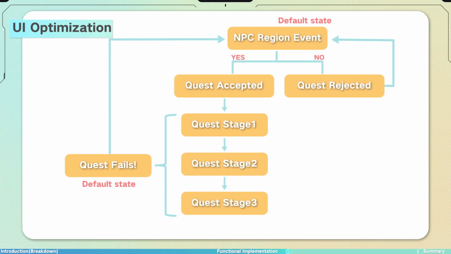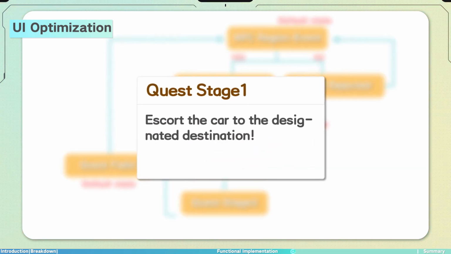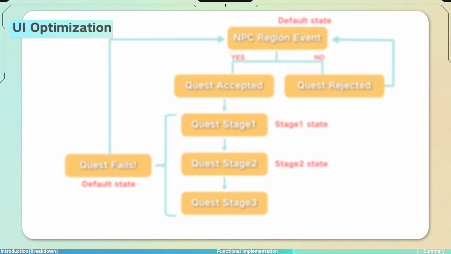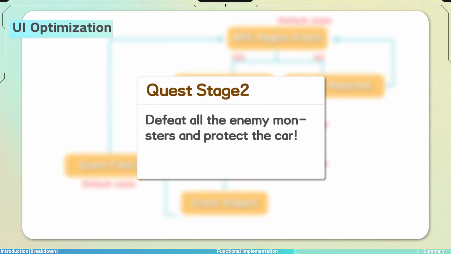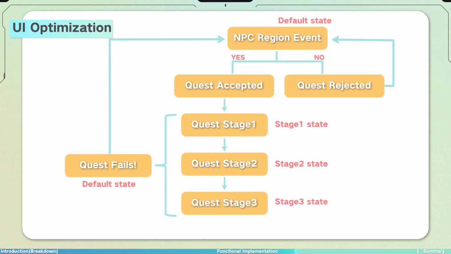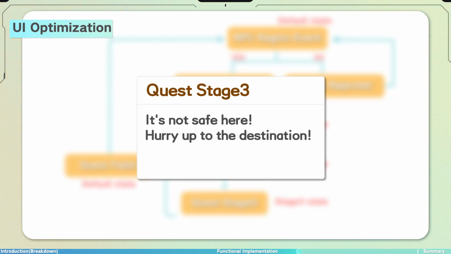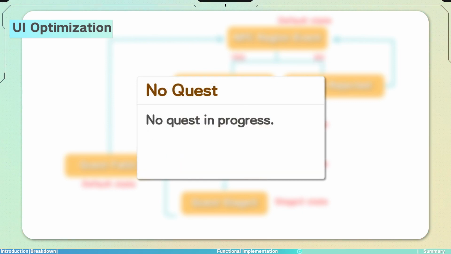Then, at different stages of the quest, the UI should display corresponding information. For example, during stage 1, the quest reminder UI can display escort the car to the designated destination. During stage 2, it can display defeat all the enemy monsters and protect the car. During stage 3, it can display it's not safe here, hurry up to the destination. We can also add a switch to the quest reminder UI to allow players to hide or unhide it at any time.